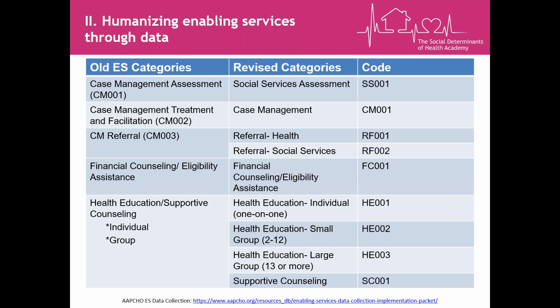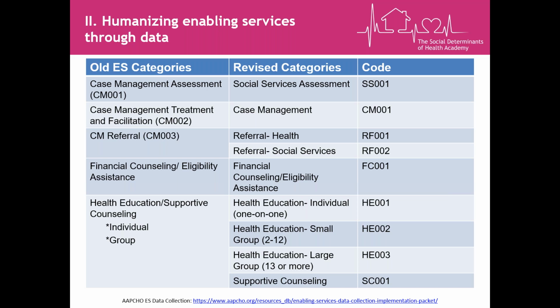So to give you a quick background on how we went about this process, in the spring of 2016, AAPCHO partnered with Health Outreach Partners and the National Healthcare for the Homeless Council, and we worked with an advisory group of health center representatives engaged in their own enabling services data collection efforts to expand on the original 9 categories in order to fully reflect the types of services they routinely provide. We hope that the expanded set of 15 major enabling services categories and definitions will help better capture services currently provided by health centers.